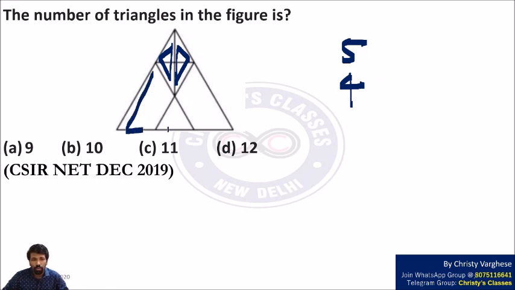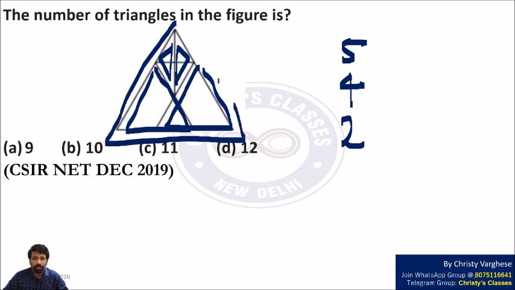Now you can do combinations like this. This is another triangle, this is another triangle. So 2 more, that means 11 triangles. After that the biggest triangle possible, that means this triangle. That is also a triangle, so that should also be counted. 5 plus 4, 9, plus 2, 11, plus 1, 12.